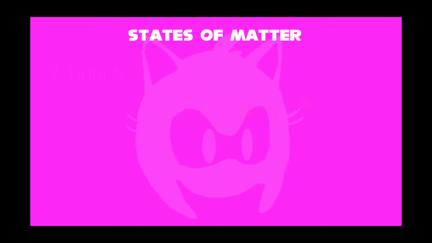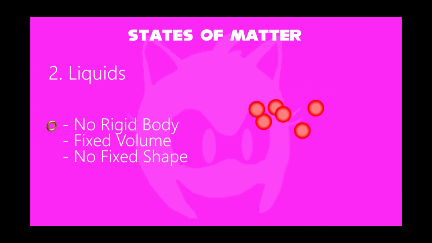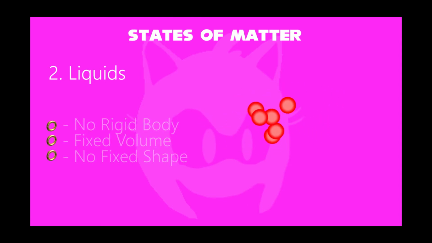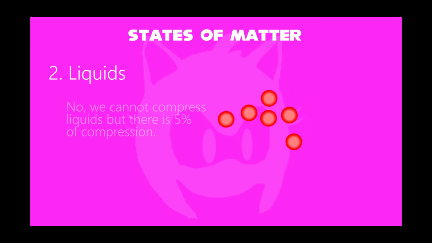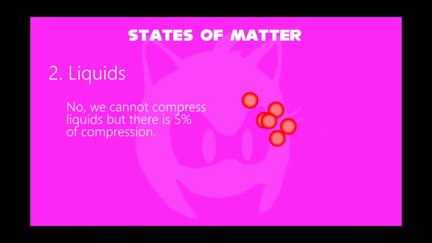Next, the liquid state. The atoms are loosely bound and are free to move, as soon as you increase temperature, like melting of ice turns to water. The distance between two molecules increases. The parameters of liquids are no rigid body, fixed volume, but no fixed shape, whether cylindrical or cubical and others. In another case, using a piston again, will it compress liquids? No, but there is 5% compression of liquids.